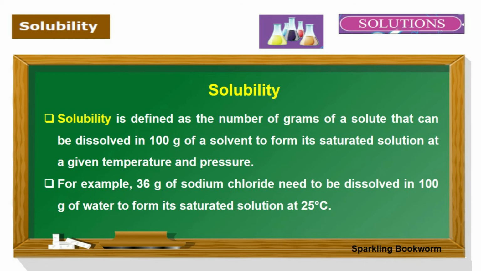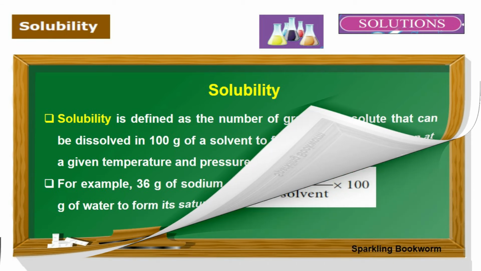Solubility. Solubility is defined as the number of grams of a solute that can be dissolved in 100 gram of solvent to form its saturated solution at a given temperature or pressure. For example, 36 gram of sodium chloride needs to be dissolved in 100 gram of water to form its saturated solution at 25 degrees Celsius.